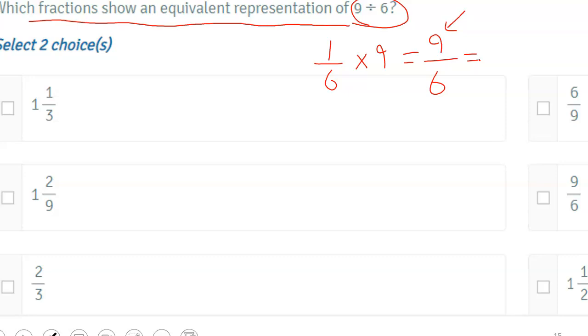So can you make one whole? Yes. Every 6 over 6 is one whole. So how many 6 in 9? Only 1. If you have 6 out of 9, how many is left? 3 over 6. And look here, can you simplify or you cannot? We can simplify by dividing both numerator and denominator by the same number. See, 3 divided by 3.